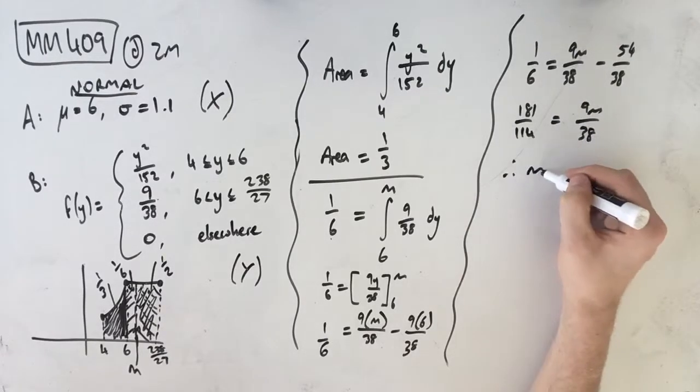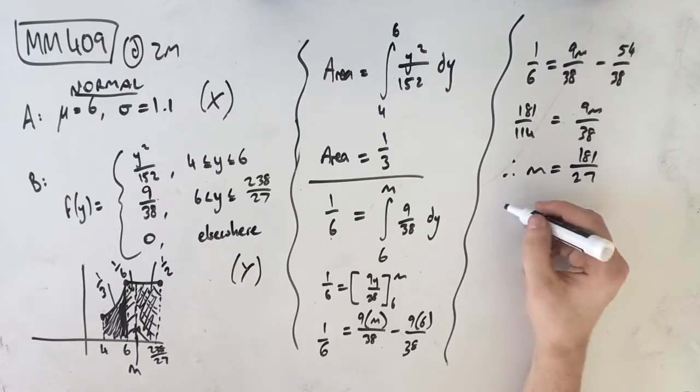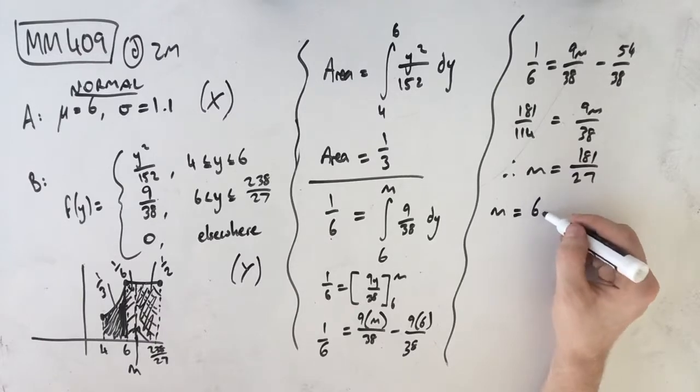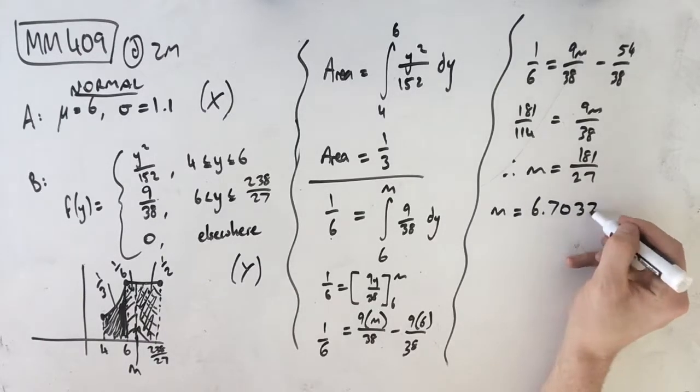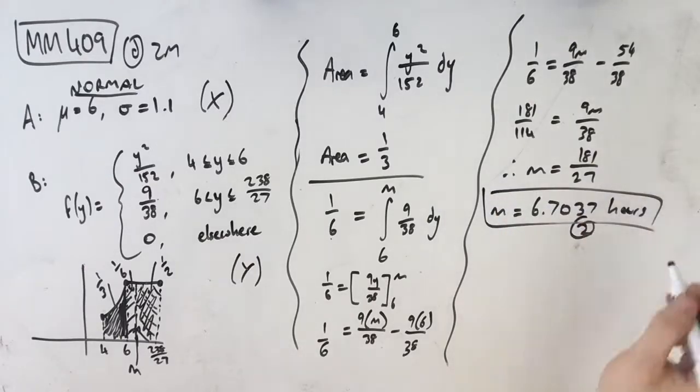So therefore m is equal to 181 on 27, and corrected to 4 decimal places, which is what the question asked for, m is equal to 6.7037 hours. That's our second mark. So guys, that's our second and final mark for part D. Let's move on to part E I.